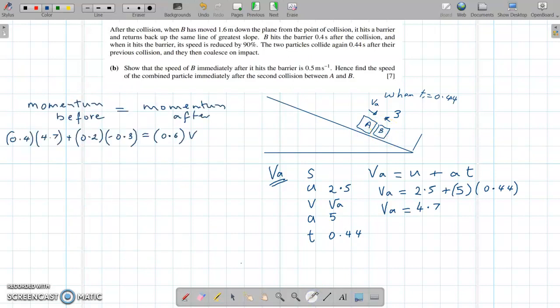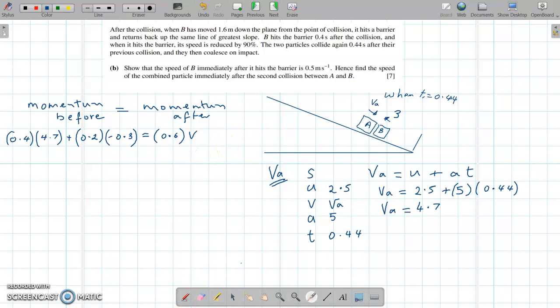Okay, finally, on the second collision, the momentum before equals the momentum after. The momentum before is mass times velocity of A plus the momentum of B, mass times velocity. It's going in the opposite direction, so I've got a negative velocity here. So there's the momentum before. Momentum afterwards, they're going to coalesce, so their combined mass is going to be 0.4 plus 0.2, which is 0.6. So they're like one body. So 0.6 times V. Positive is down, so if V is positive, then their combined speed will be going down. If it's negative, it will be going up.